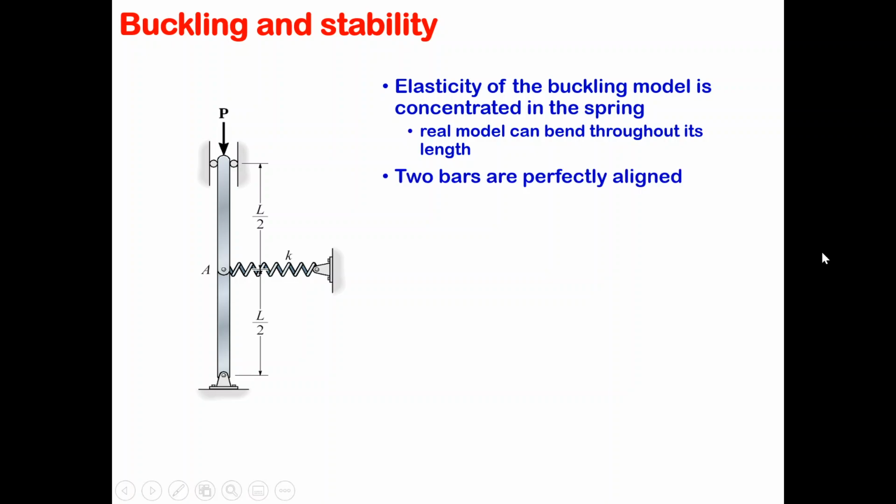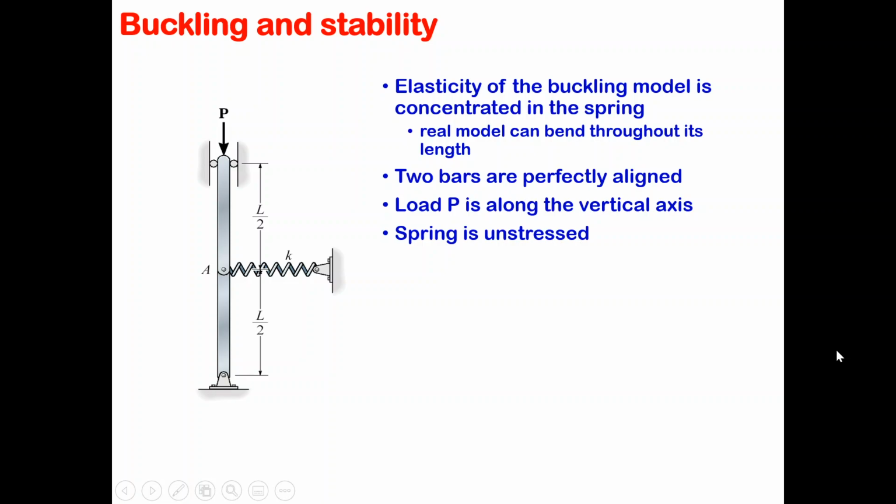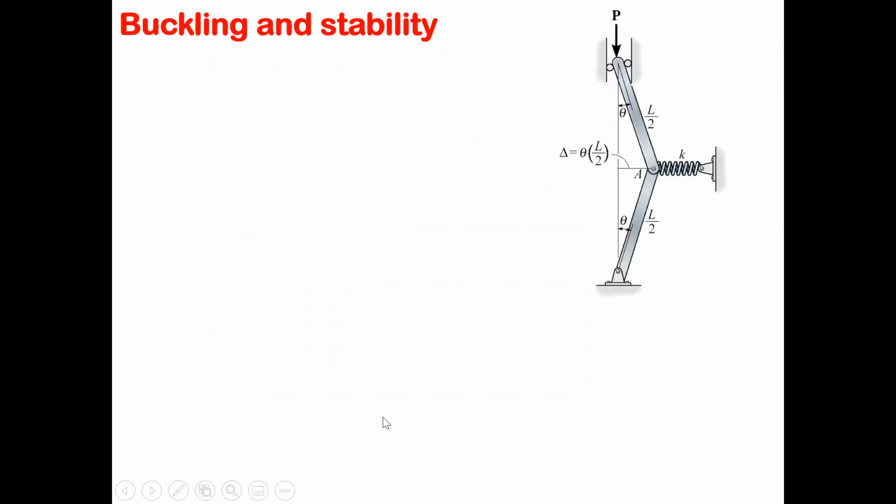Okay. And the two bars are assumed to be perfectly aligned, and load P is along the vertical axis. These are very important as far as the buckling of columns is concerned. And the spring is initially unstressed. The bar is in direct compression.